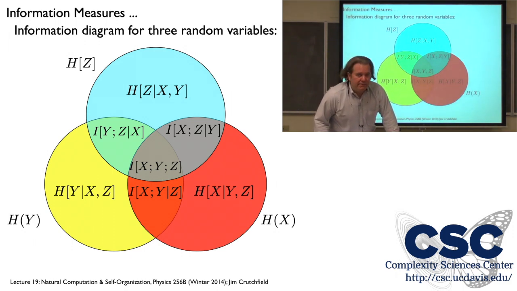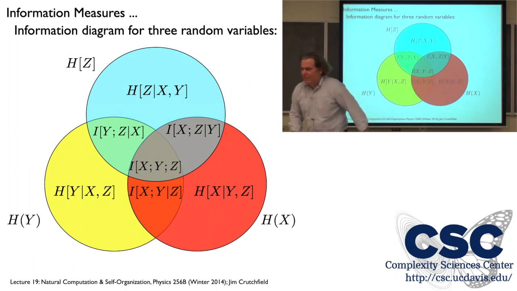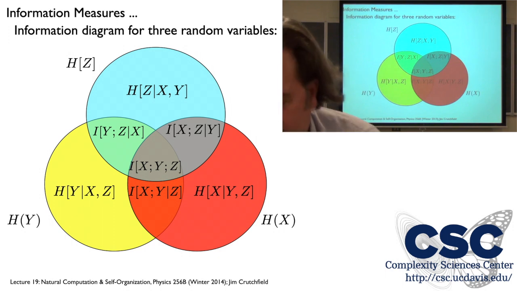Say again? Yeah, one question. What's the difference between a semicolon and a comma? I mean, they're both sort of joint, right? Joint probability, joint distribution.